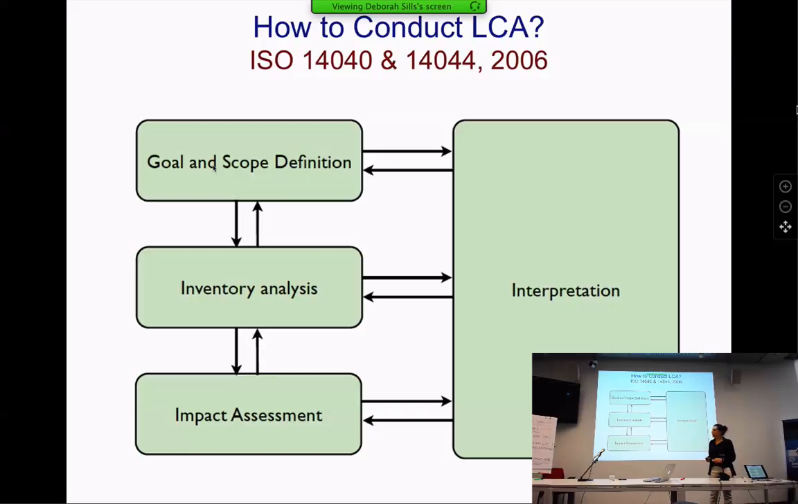Now what I want to point out in this graph are the back and forth arrows. This winds up being a very iterative process. So you might define the scope of your life cycle assessment, which includes defining a functional unit. I'm going to talk about that in the next slide or two. And then you do your inventory analysis, and this is where you catalog all of your material inputs and outputs, and you might realize that you don't have enough data, or you don't have the right kind of data to actually achieve the goal and scope that you outlined, so you might have to change it.